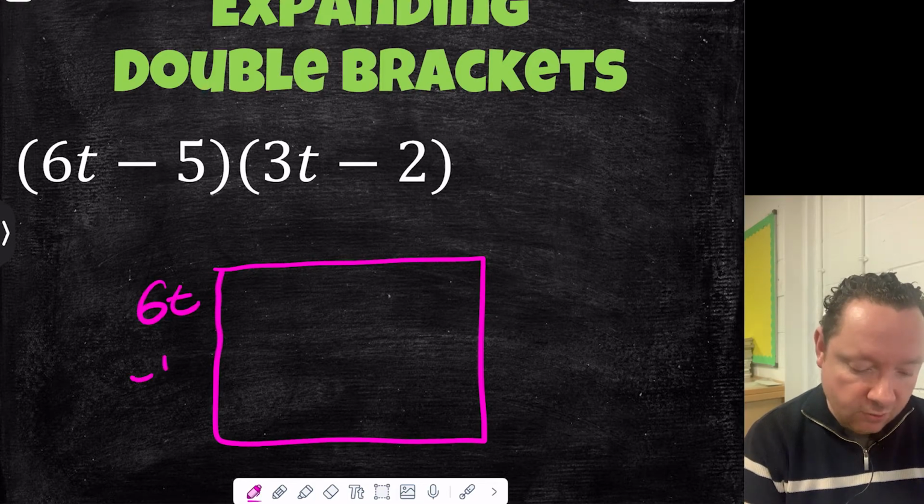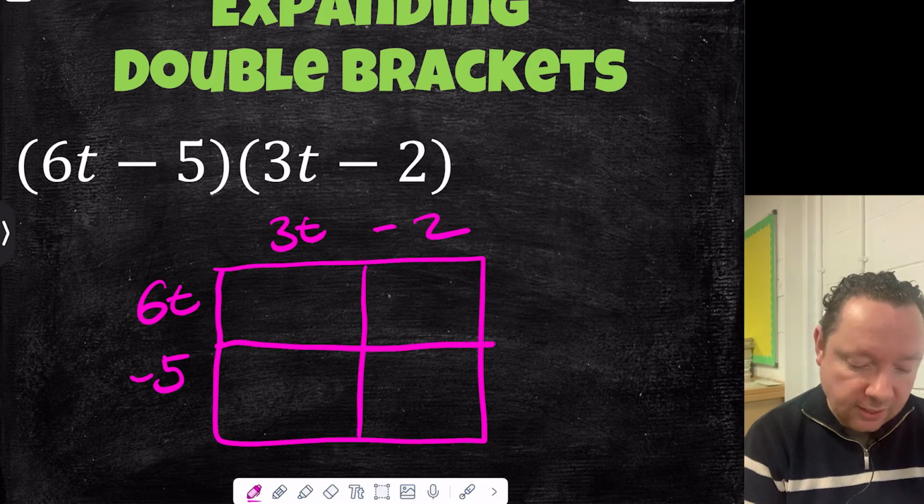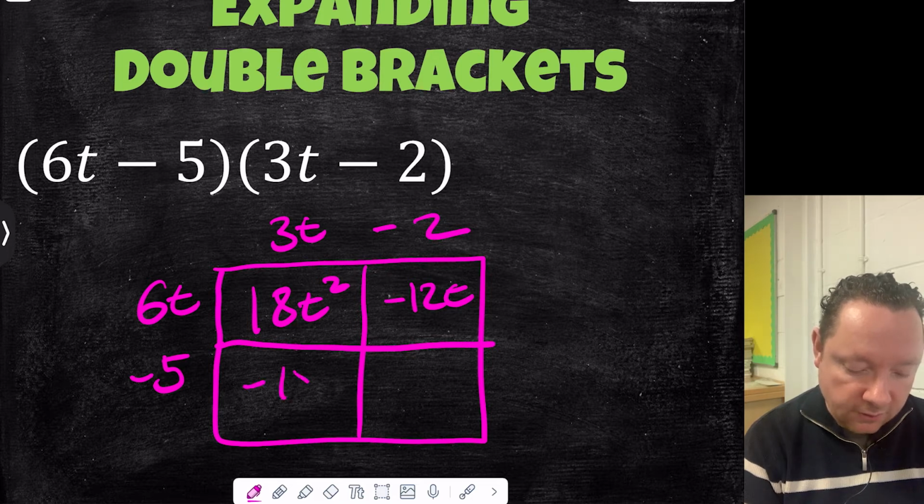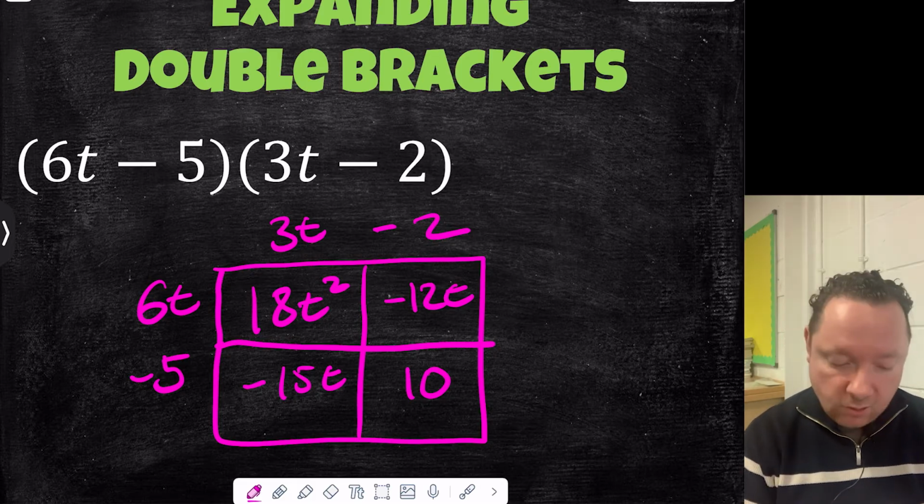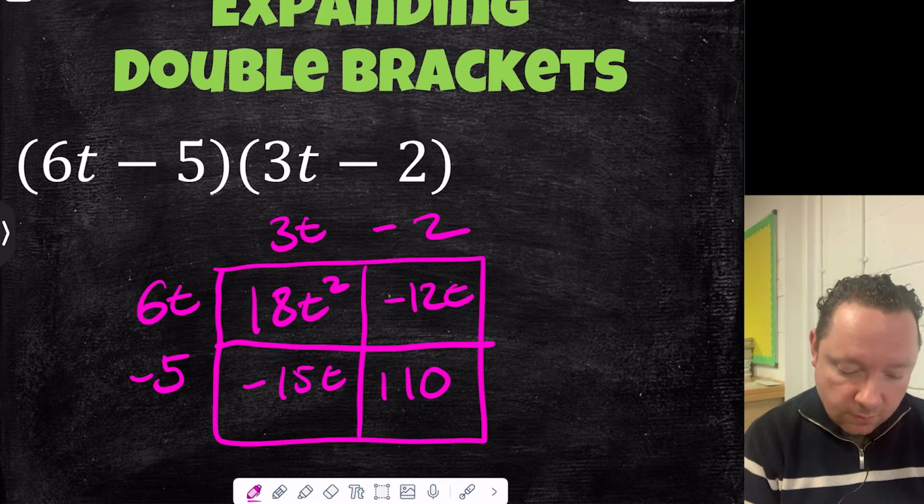6t minus 5, going a little bit quicker. 3t minus 2 times everything together. 6 3s is 18, t squared. 6 2s is 12, so it's minus 12t. 5 3s is 15, so it's minus 15t. 5 2s is 10. Careful, is it plus or minus? Well, it's a minus times a minus, so it's a plus.